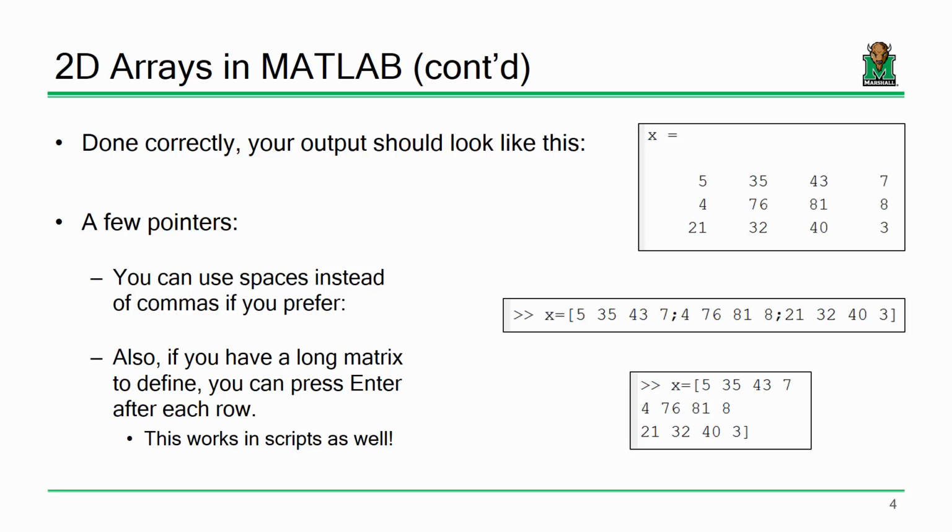And if you have a really long matrix, then as you're typing it in, you can do an enter after each row instead of the semicolon. And so you can also do the same thing, not just when you're working on the command line, but when you're creating a script as well. You can just put in the hard return or an enter keystroke, and then that defines the next row in a matrix.